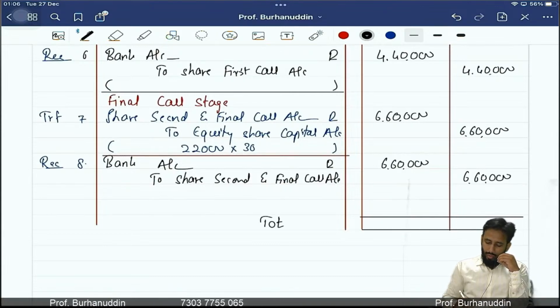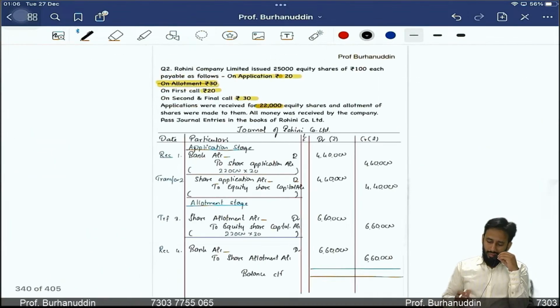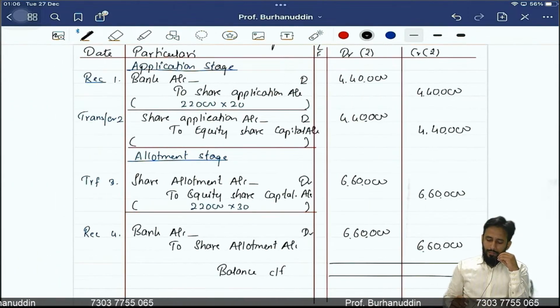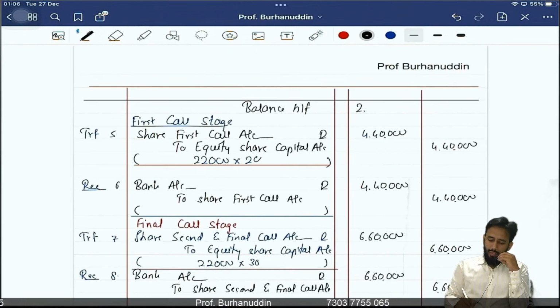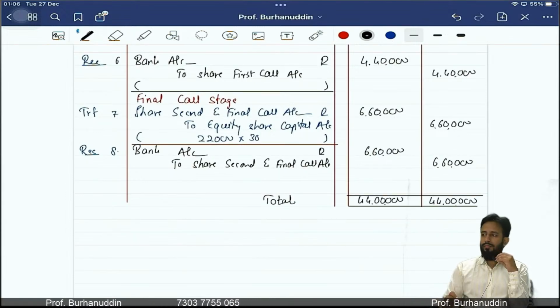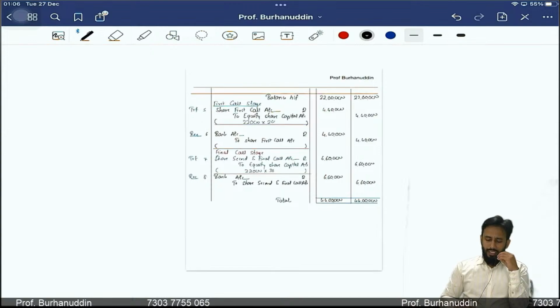You can take the total. It's a very simple thing: 4,40,000 plus 4,40,000 plus 6,60,000 plus 6,60,000. This is 10, 20, 22 lakhs. Balance carried forward comes here, 22 lakhs, and then the total will be 44 lakhs. And I'm done. Guys, that's my question.